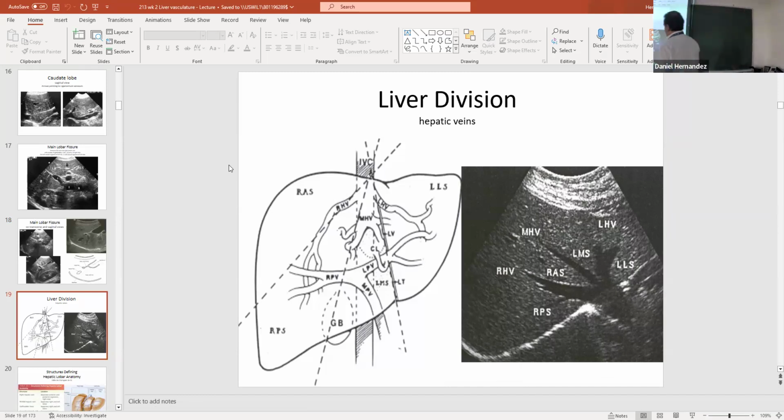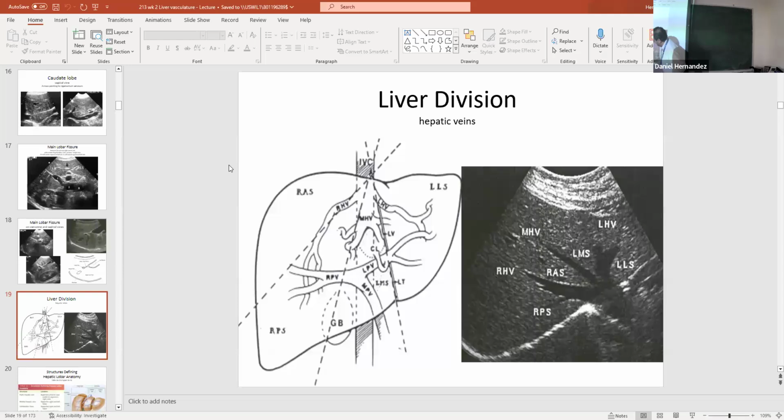Alright, so liver division. I mentioned that the right and left lobes are broken down into further segments. The right lobe is divided into an anterior and a posterior segment. Here's our inferior vena cava and your three hepatic veins: a right hepatic vein, a middle hepatic vein, and a left hepatic vein. The middle hepatic vein splits the liver into right and left lobes. Think of that as your equator, splitting right and left lobes.